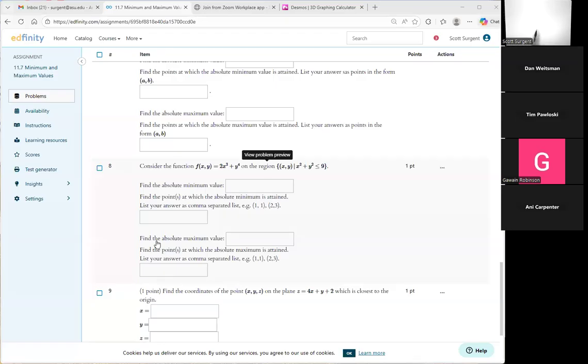So here is 11.7 number 8. And the function is 2x cubed plus y to the fourth. And you're graphing around the circle x squared plus y squared less than or equal to 9. So that's inside a circle of radius 3. So it's kind of the same thing like we did last time.